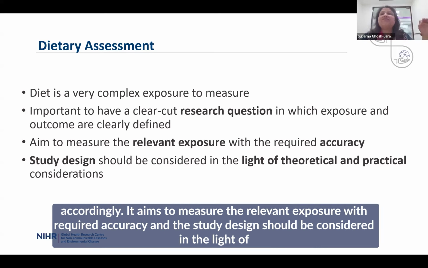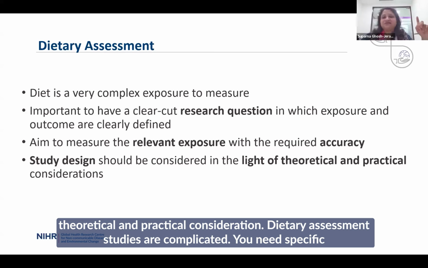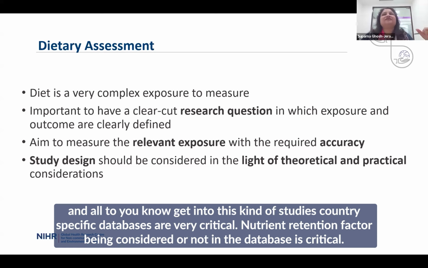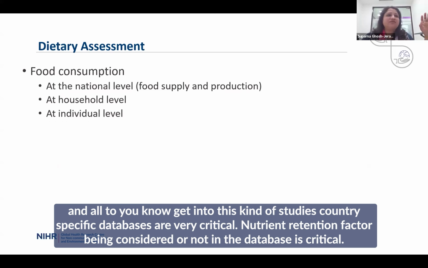It aims to measure the relevant exposure with required accuracy, and the study design should be considered in the light of theoretical and practical consideration. Dietary assessment studies are complicated. You need specific expertise in nutritional assessment, databases, and all to get into this kind of studies. Country specific databases are very critical. Whether nutrient retention factor is considered in the database or not is critical. So these are very important things.